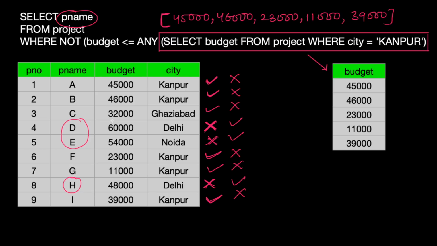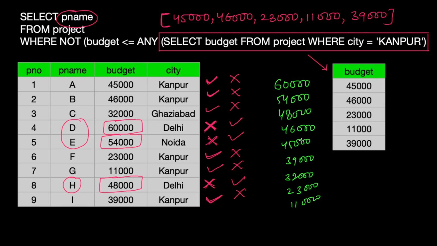Now the value for D project is 60,000, the value of E project is 54,000, and the value of H project is 48,000. Okay, let's try to write all these budgets in some sequential manner, in decreasing order. The highest budget that I have is 60,000. I think I have considered all the budgets: 1, 2, 3, 4, 5, 6, 7, 8, 9. Okay, I have considered all 9 budgets. Now if you look closely, what particular budgets are we selecting? We are selecting 60, 54, and 48.